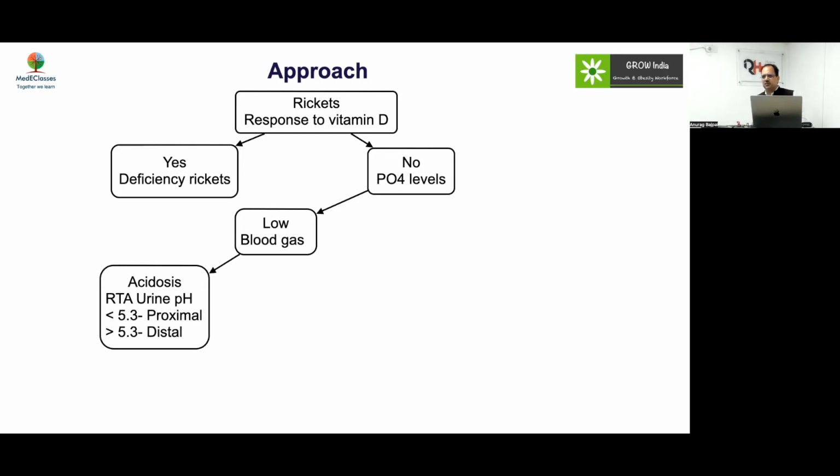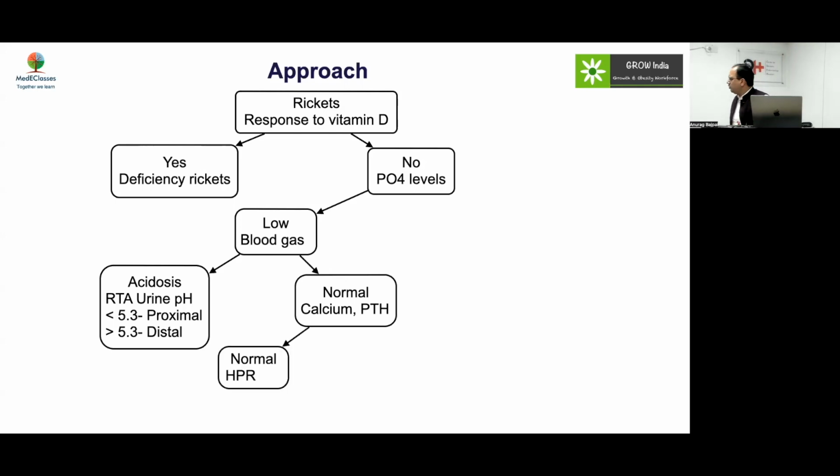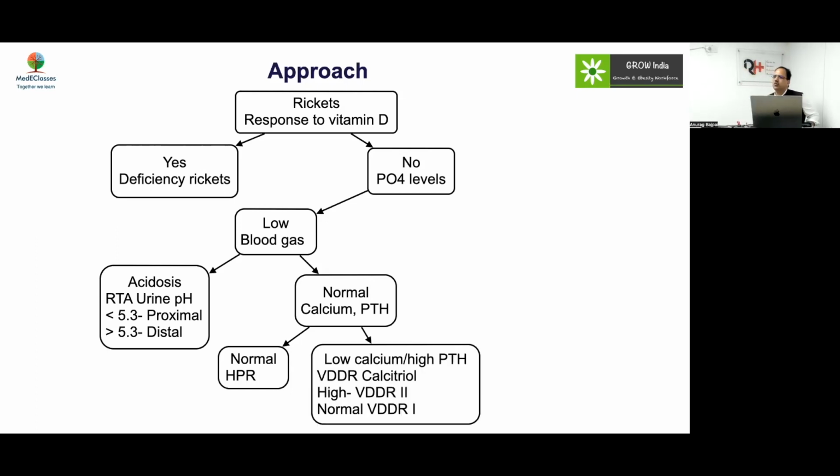If it shows acidosis, that is renal tubular acidosis, you classify using urinary pH, and urinary carbon dioxide to blood carbon dioxide difference. You can use the fractional excretion of bicarbonate to classify into proximal or distal RTA. We'll talk about this a bit later. If the blood gas is normal and your calcium and PTH are also normal, this is hypophosphatemic rickets. While if you have hypocalcemia, you have VDDR, which you can classify using calcitriol level. Low level suggests VDDR1 and high level suggests VDDR2.